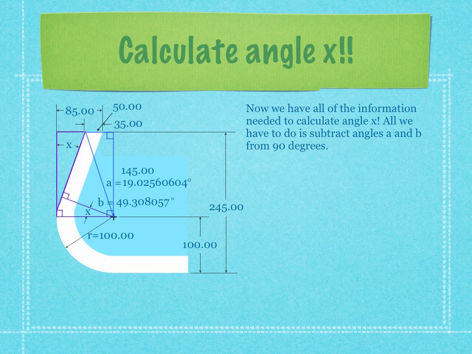What's left is to add the two of them together, and then subtract that from 90 degrees to get angle x. So we add 19.02560604 to 49.308057 to get 68.33366304 degrees. Subtract that from 90 degrees, and we get 21.66633696 degrees. Rounded to 2 decimal places, that's 21.67 degrees. And that's our answer. That's angle x.